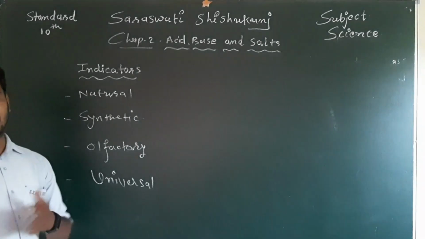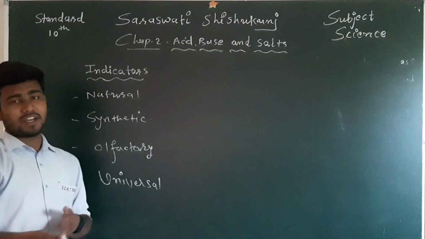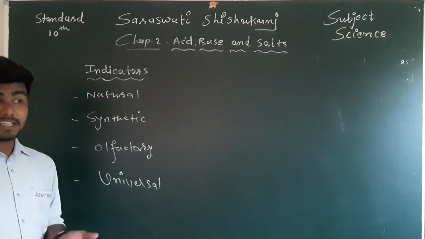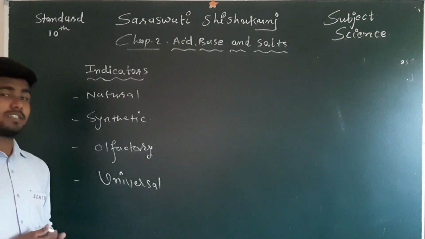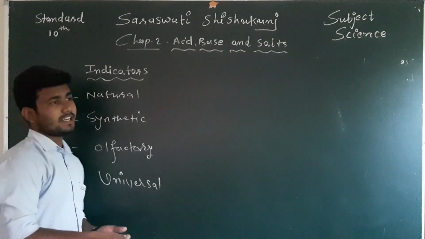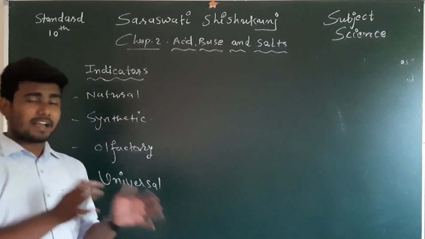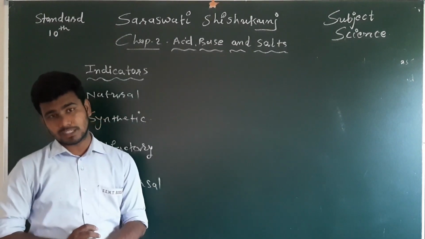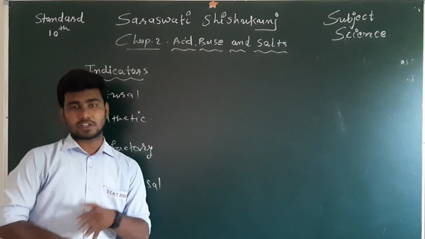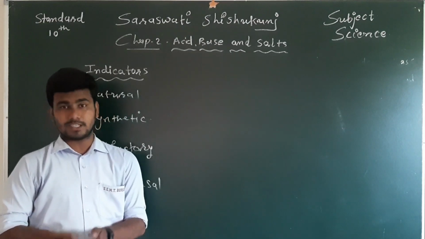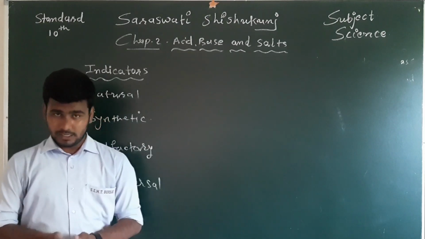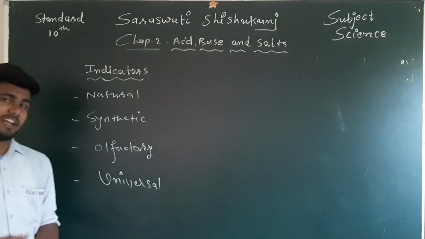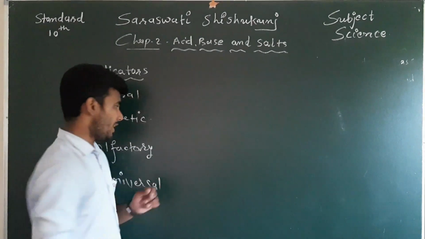Synthetic indicators are prepared in a lab or in a company. Olfactory indicators change their smell when they come in contact with an acidic substance. And by adding universal indicator to any substance, according to the concentration of H+ and OH-, it is going to give us a different color, and by that universal strip we can identify the range of its pH.